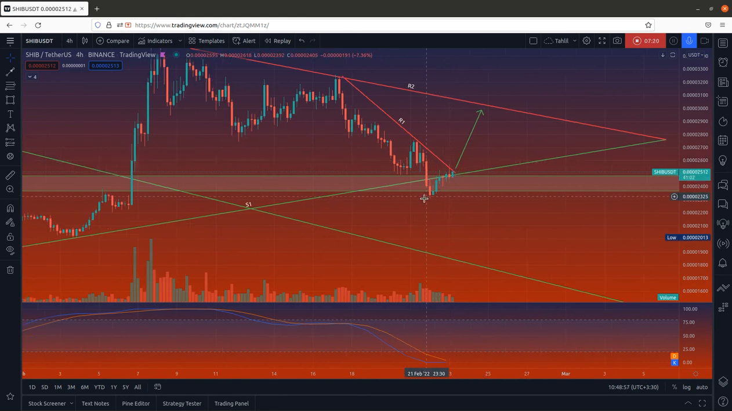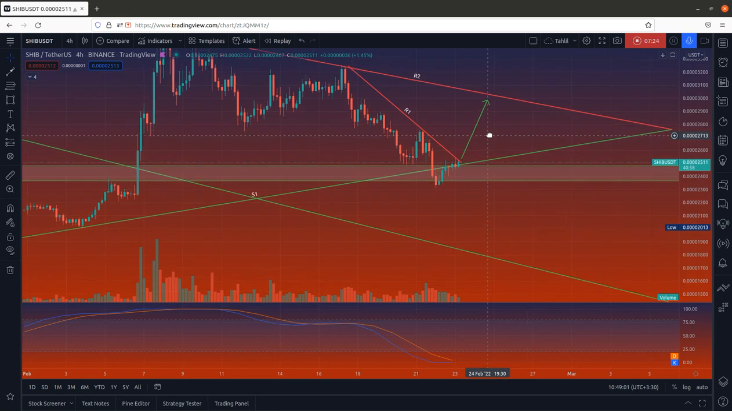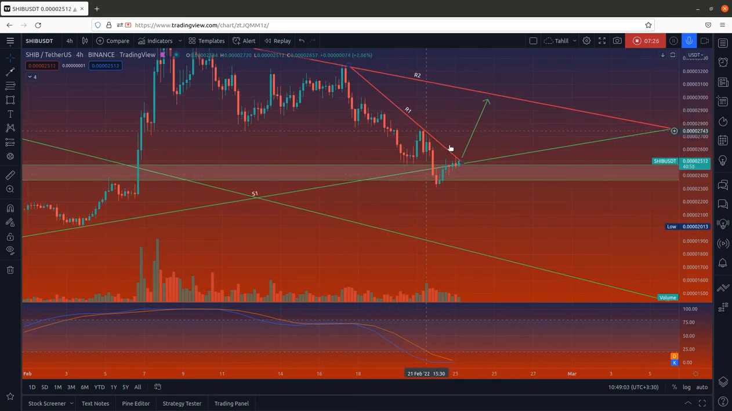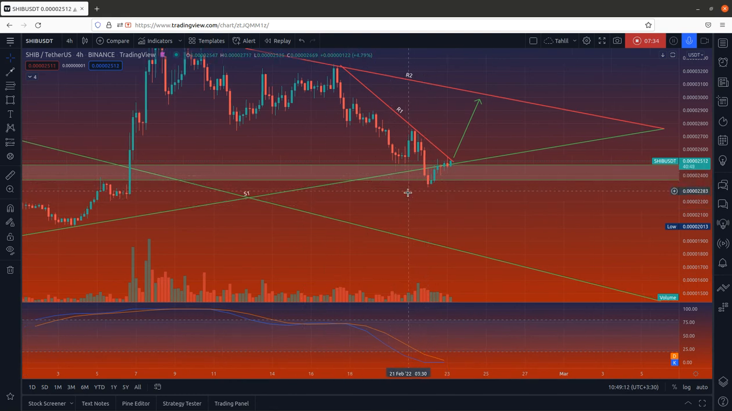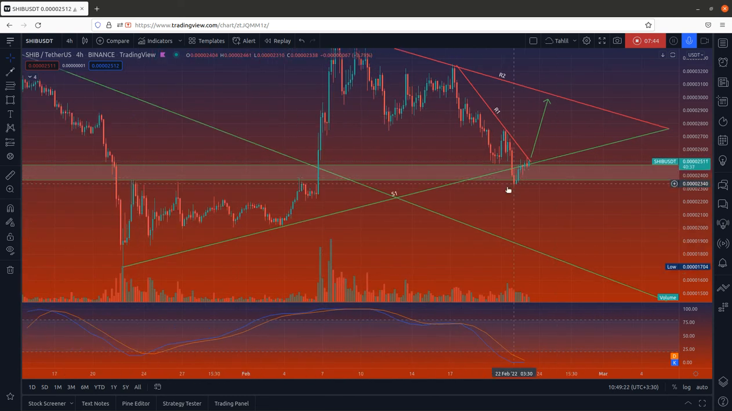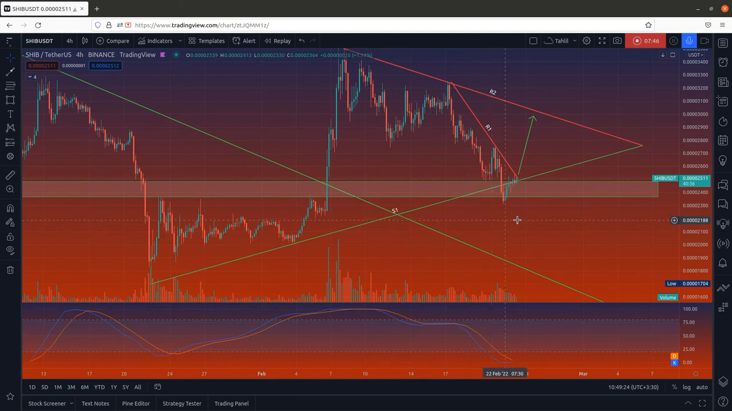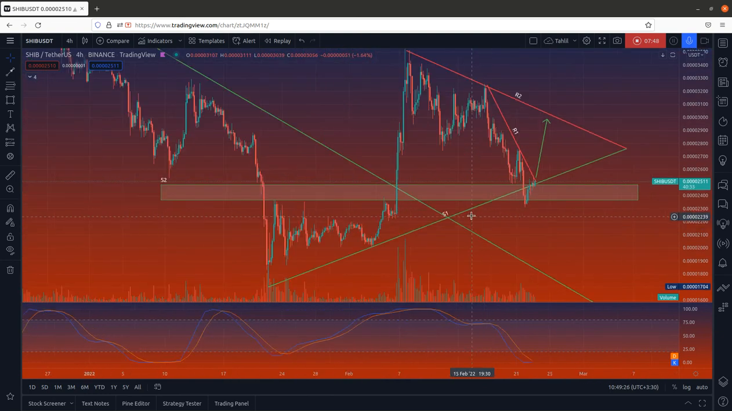But this would be a strong area, because if you look at this area, R1, S1, which is now S1, can be considered as the resistance because it is broken. Previously was the support, it is now broken. Therefore, we can consider it as a resistance area. R1, one resistance, S1, another resistance. This is S2 zone, which is the support line at the moment, of course.